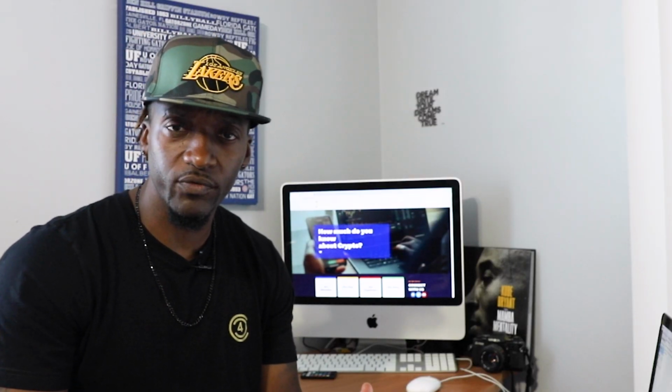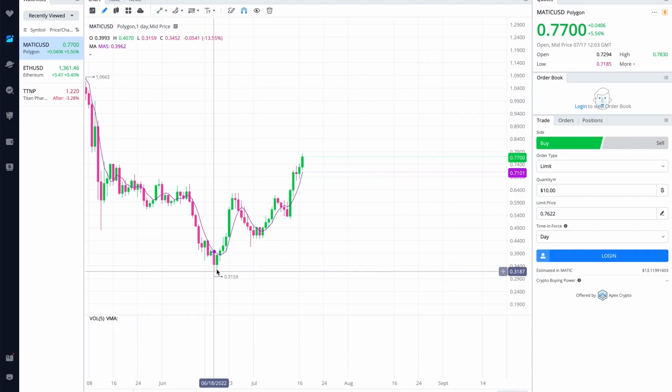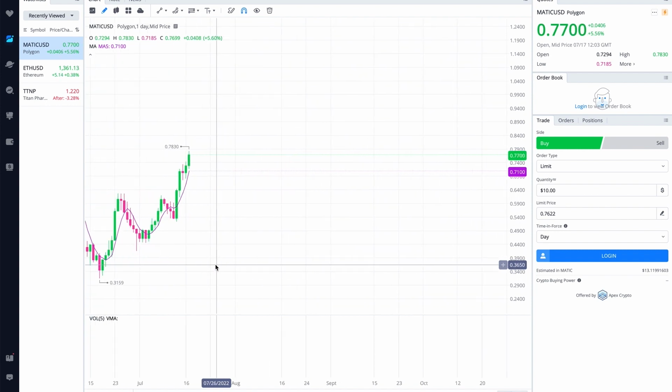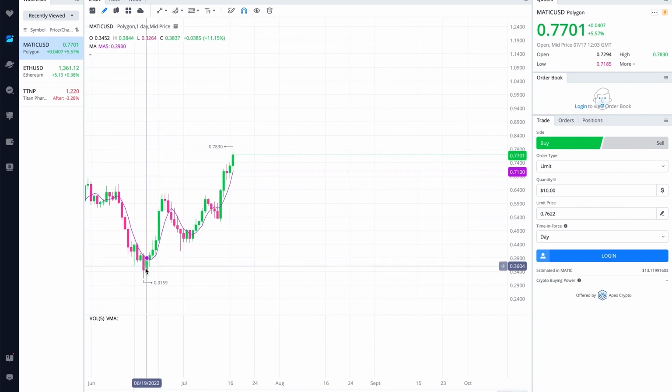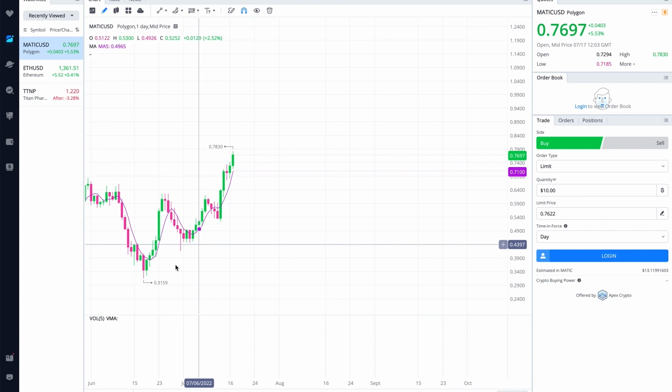it's a long-term, not out of feelings, not out of emotions, but from research. I've been following the project. I've been paying attention to the news. And I'm going to share with you the news, in my opinion, what has really made it break out like this, okay? As you can see, back on June 19th, almost 1 month ago, Polygon was literally at the low of 31 cents. And in the last month, Polygon currently at 76. So it's more than doubled where it was in the last month.